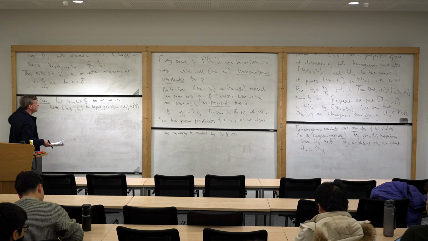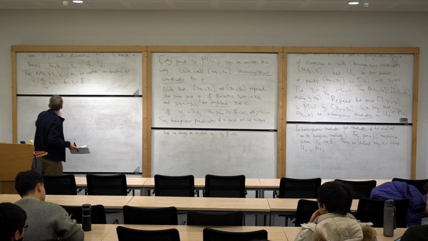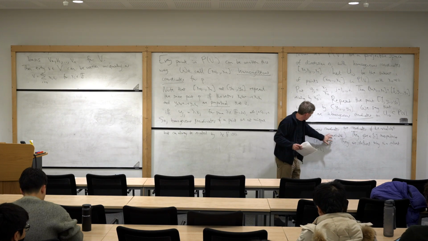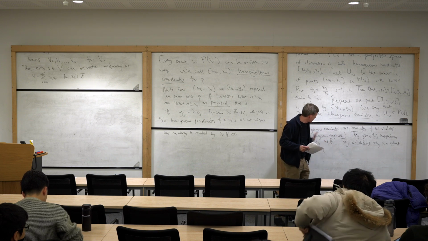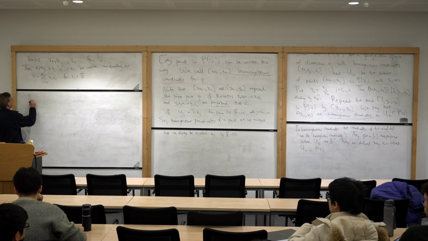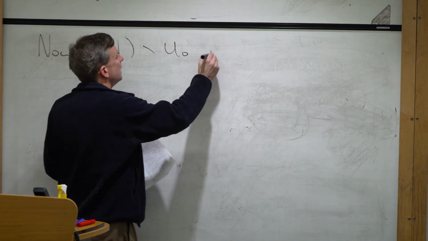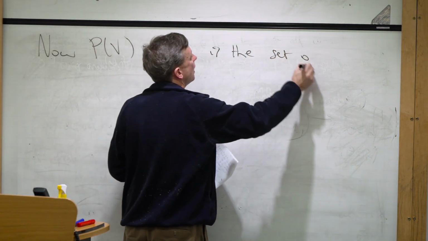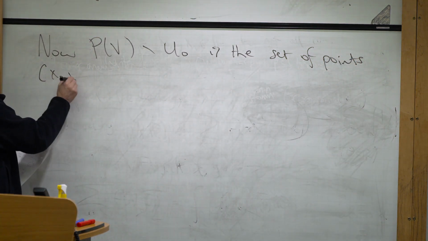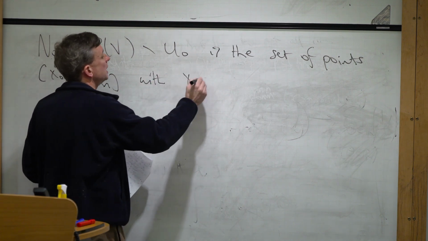Okay, so now actually we can start to get a bit more intuition as to what projective spaces look like. Because we've got a projective space P of V. Inside it we've got a large subset which looks like a vector space F to the n. We can say what's the rest of P of V look like. So now P of V take away U0 is the set of points [x0, x1, ..., xn] with x0 equals 0.